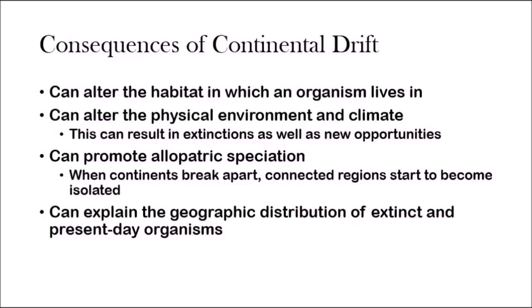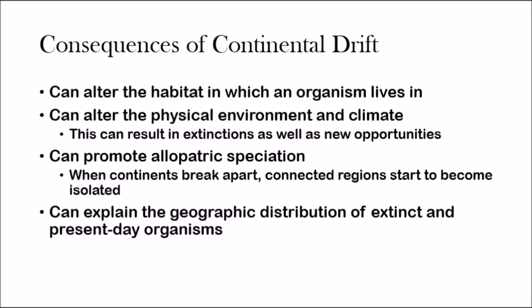Now, what does this have to do with evolution? Continental drift can alter the habitat in which an organism lives. Obviously, if you see these plates starting to move, then the habitat's going to change because everything's just shifting. It can also alter the physical environment and climate. This can result in extinctions because, if a plate starts moving up into a cold area, the organisms can start to die because it starts to get too cold.